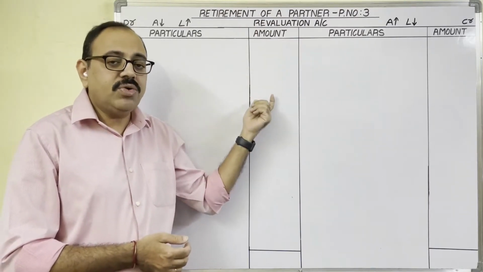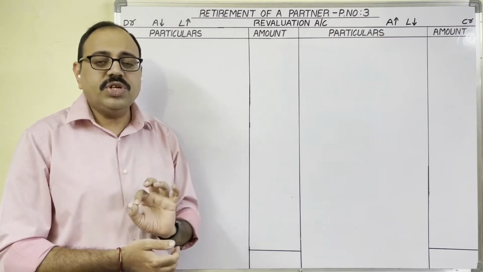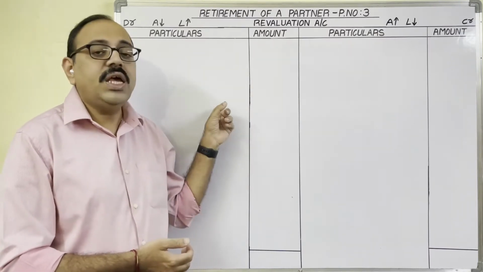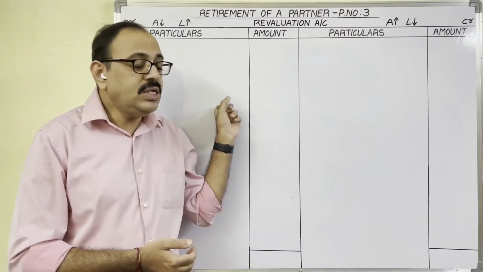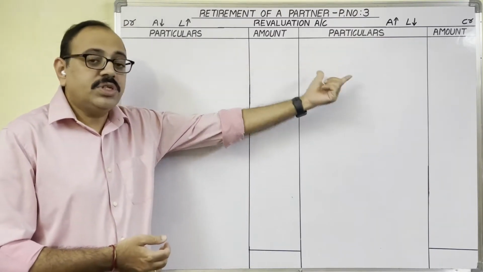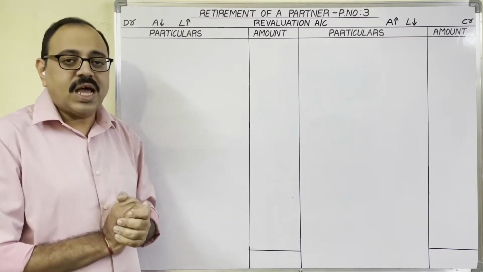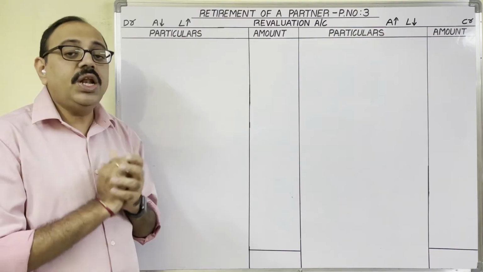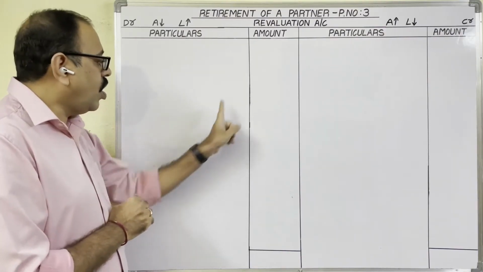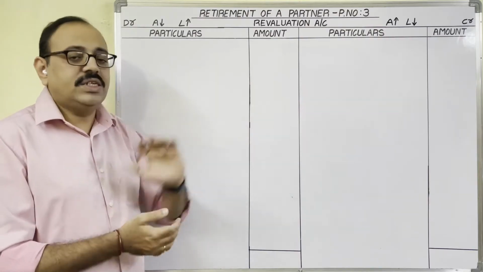So the revaluation account is a nominal account. Therefore, we should follow the nominal account rule while preparing this account. The nominal account rule is debit all expenses and losses, credit all incomes and gains. So in revaluation of assets and liabilities, if there is any loss, it is to be shown on the debit side of this account and the profit on the credit side.